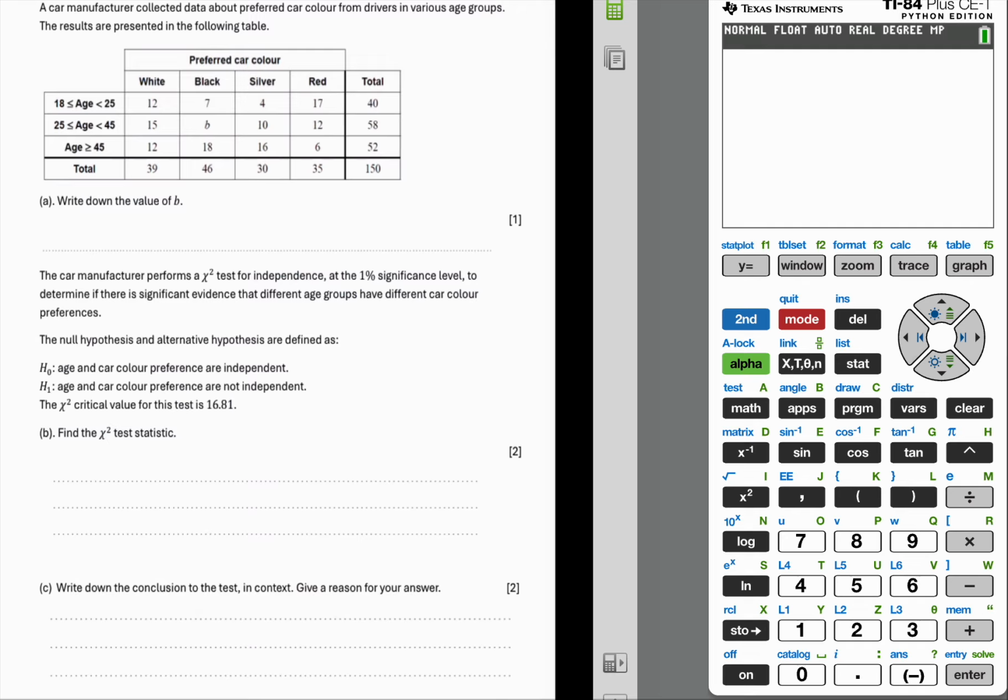The question says that a car manufacturer collected data about the preferred car colour from drivers in various age groups. And we can see the data here collected in a two-way table. The first part of the question is to write down the value of B. So you can see here in the table we have B and we don't have the numerical value.